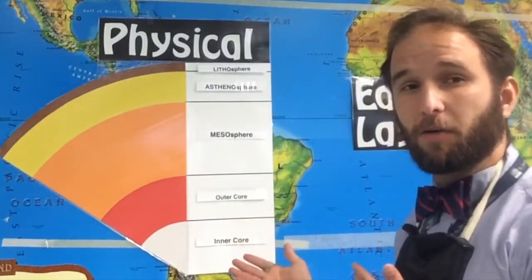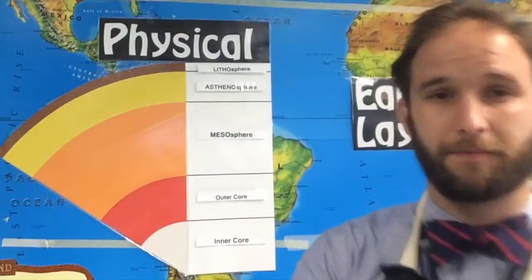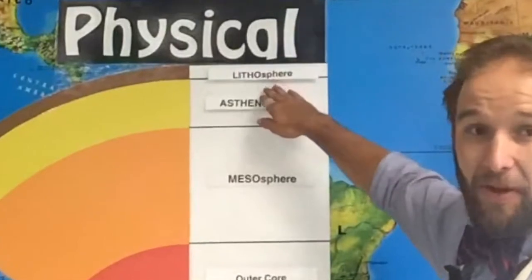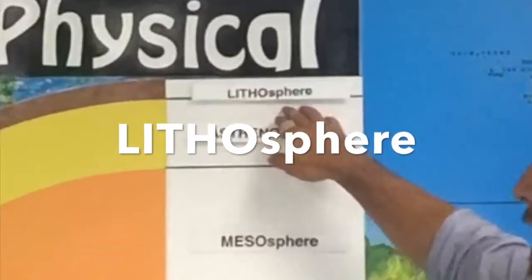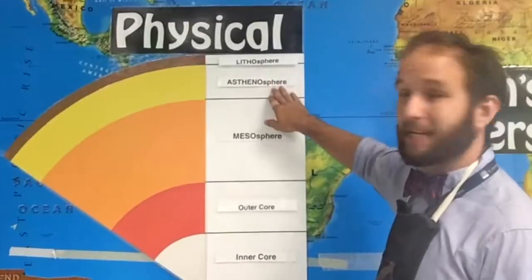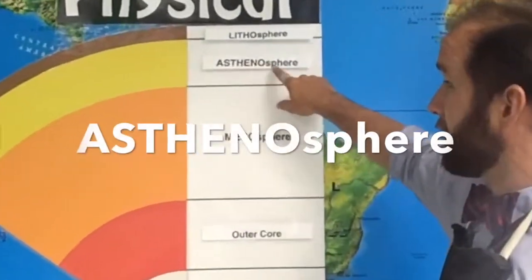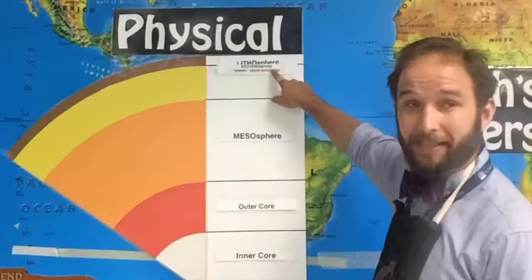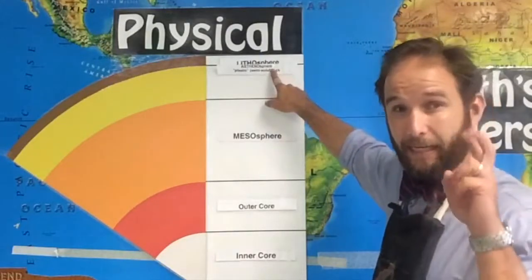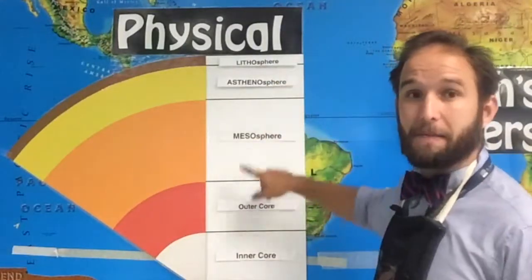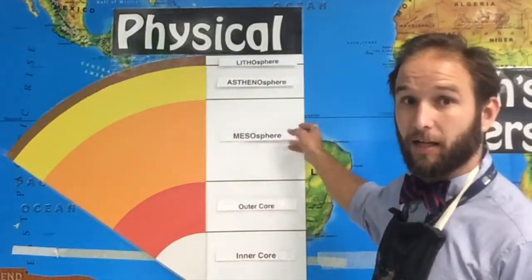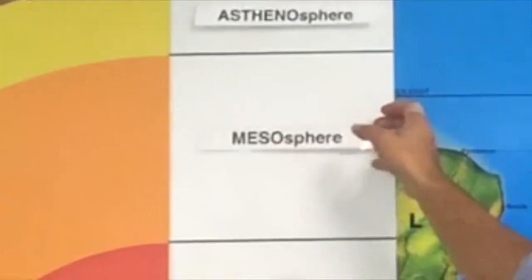Layers based on physical properties, or physical layers. The physical layers include the lithosphere, L-I-T-H-O, which is the realm of the rock, so it's solid. The asthenosphere, this is the semi-solid part that flows like peanut butter. Semi-solid, or plastic. The mesosphere, meso meaning middle, and this again is solid.